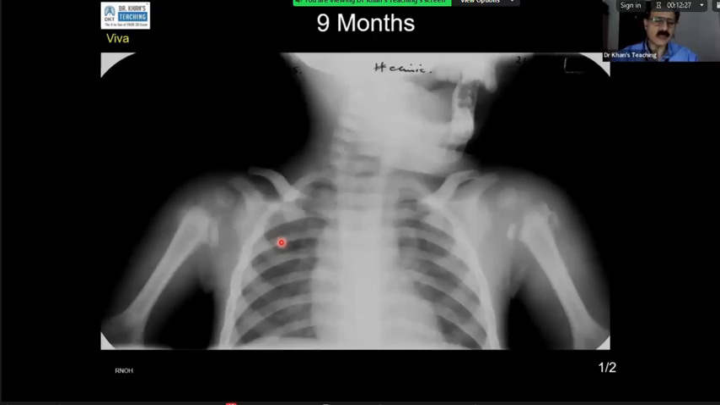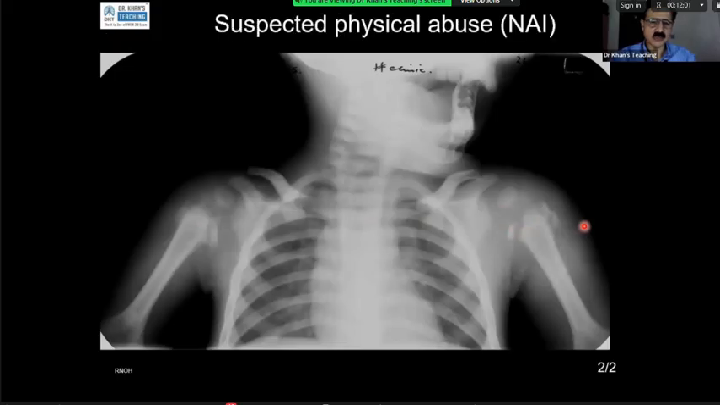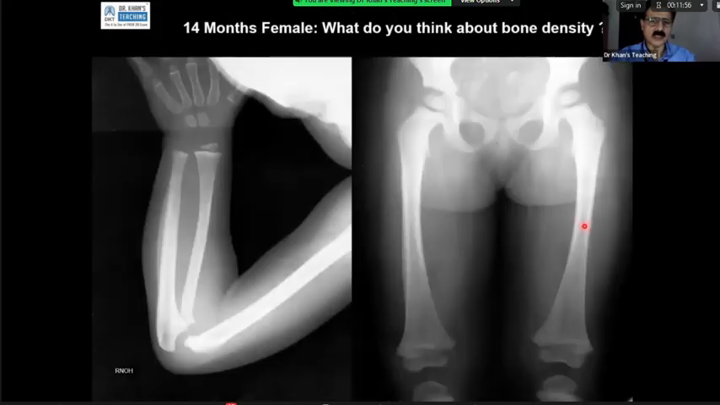What do you think is happening here? Candidate 4: Look at the metaphysis, NAI. Okay, good. So here, if you see, there are bilateral metaphyseal corner fractures, and there is periosteal reaction. It's a classical location. And this is also suspected physical abuse, or previously known as NAI.